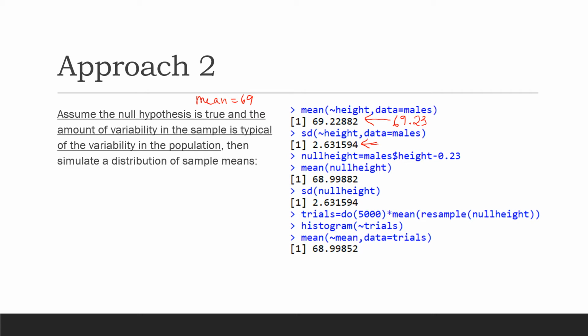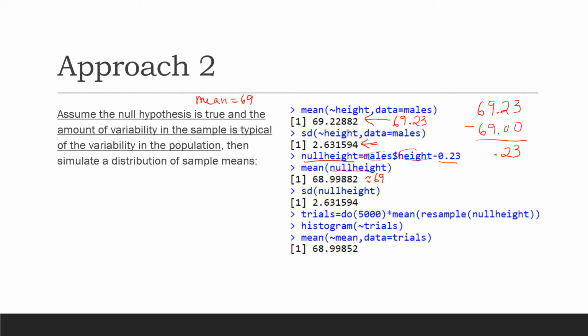Now, what I did is I created a new object called null height. I took the height from the males data set as a vector, and I subtracted 0.23, which was the difference between the mean in the Galton data set and our hypothesized mean, from each of the values. By doing this, I got a mean of this null height value of almost exactly 69 inches, with a very tiny bit of rounding.